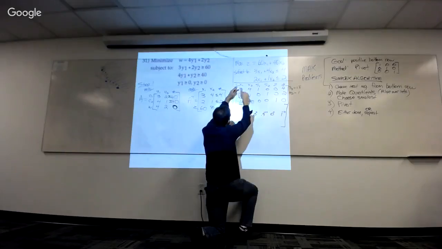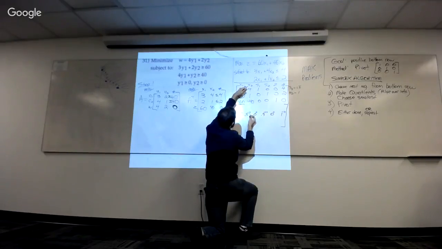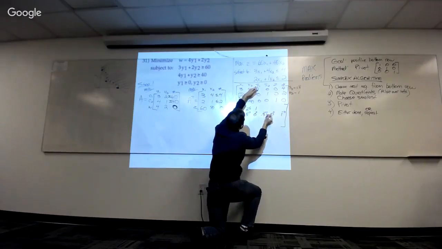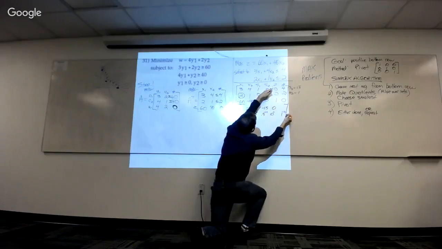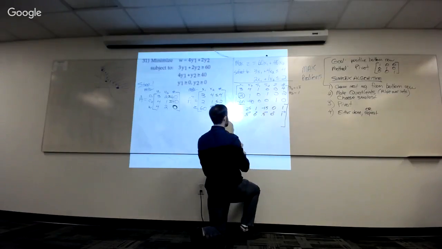So negative 3 plus 3 is 0. And negative 1.5 plus 4 is 2.5. And 0 plus 1 is 1. And negative 1.5 plus 0 is negative 1.5. And 0 plus 0 is 0. And negative 3 plus 4 is 1.